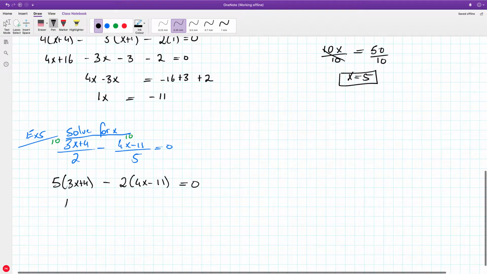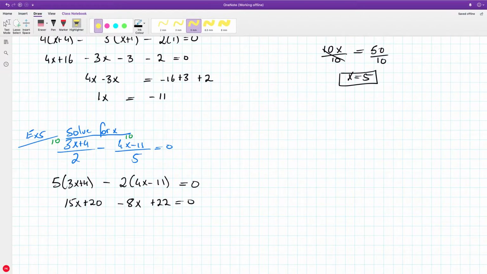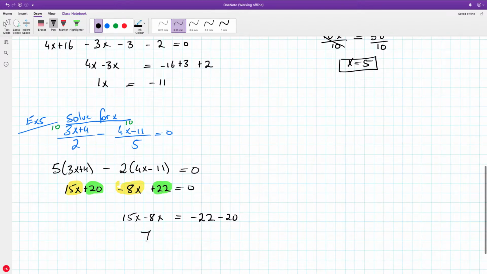5 times 3x is 15x, 5 times 4 is 20. Minus 2 times 4x is minus 8x, minus 2 times minus 11 is plus 22, is equal to 0. Then your x's come together, 15x and minus 8x, and your numbers plus 20 and plus 22. So your equals is there. Your 15x minus 8x doesn't change sides. Your plus 22 comes over and becomes minus 22. Your plus 20 comes over and becomes minus 20. That's 7x is equal to minus 42.